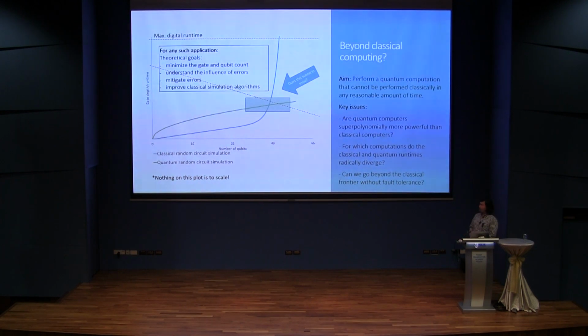Now, as a theorist, once you identify such an application, there's a whole bunch of really interesting things we should think about too. How do you minimize the gate and qubit count for any such application? How do you understand the influence of errors in such things? How do you mitigate errors in such applications? And finally, how do you improve the classical simulation algorithm so you really understand the nature of that classical curve? These are the sorts of questions we now are beginning to have to really think about when we're developing applications or algorithms for quantum computers.